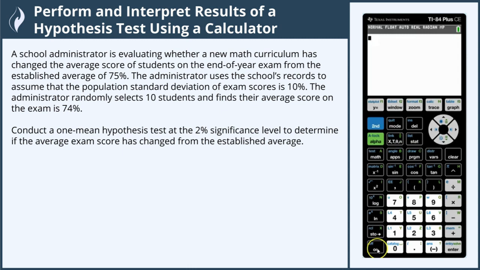A school administrator is evaluating whether a new math curriculum has changed the average score of students on the end-of-year exam from the established average of 75%. The administrator uses the school's records to assume that the population standard deviation of exam scores is 10%. The administrator randomly selects 10 students and finds their average score on the exam is 74%.